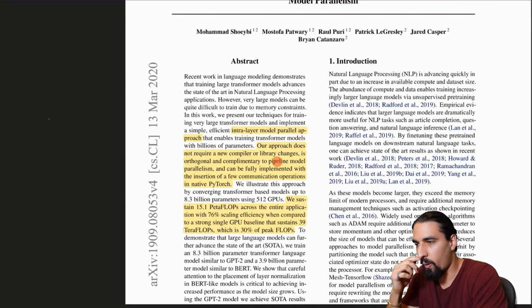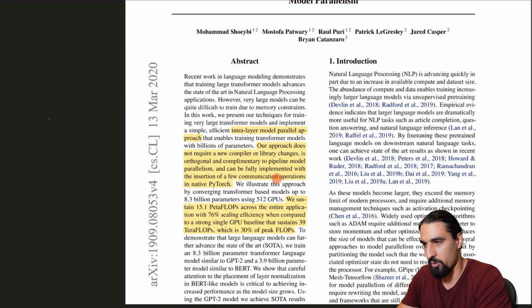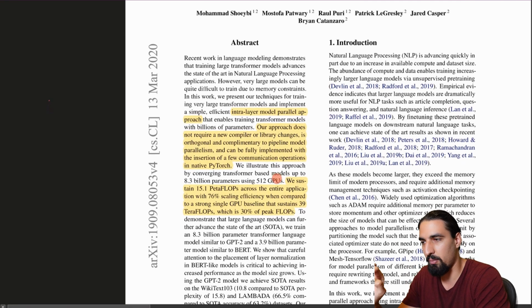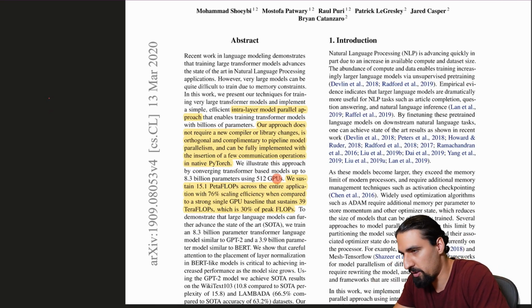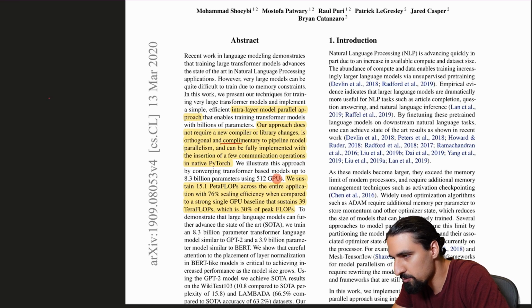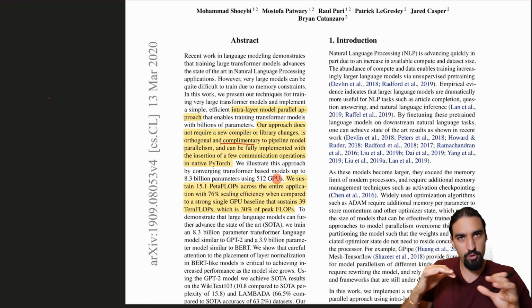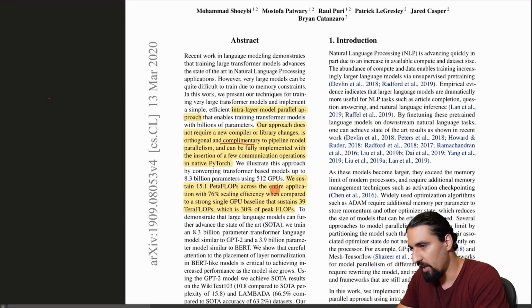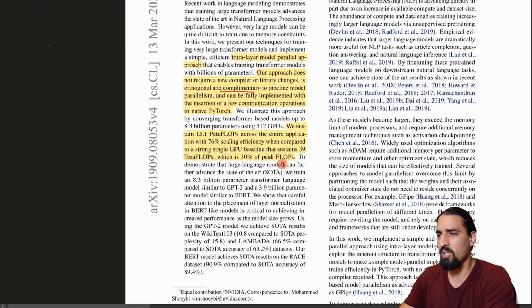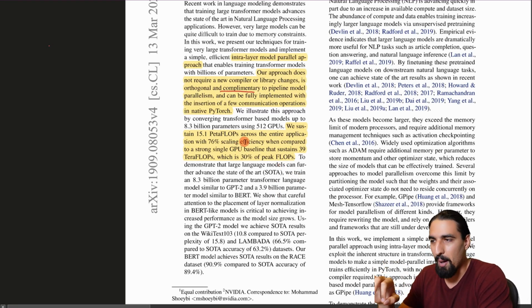Our approach does not require a new compiler or library changes, is orthogonal and complementary to pipeline model parallelism, and can be fully implemented with the insertion of a few communication operations in native PyTorch. So the cool thing is the complementary part is very important. So this part is super important because that means you can combine these two approaches to scale to even bigger model sizes.